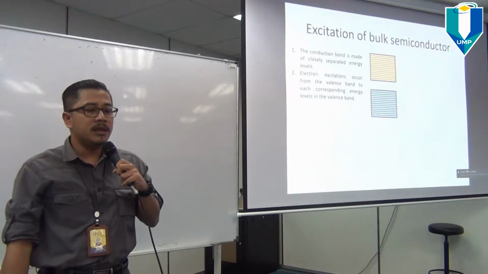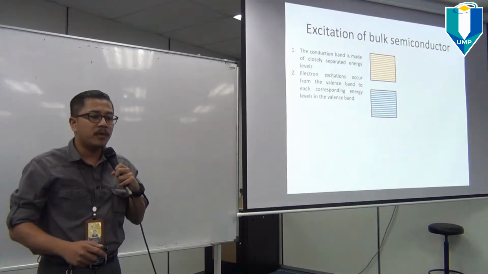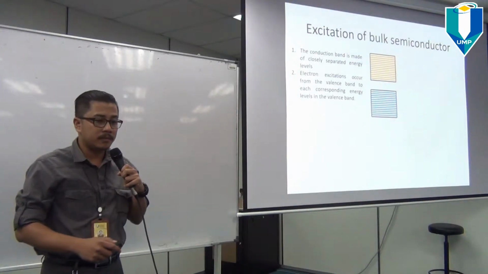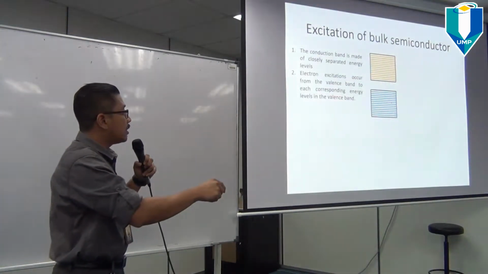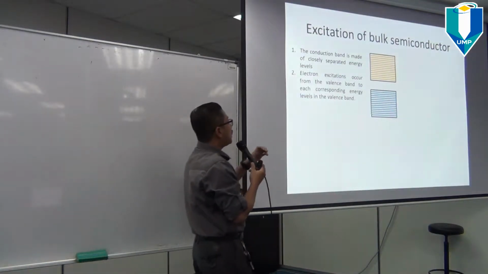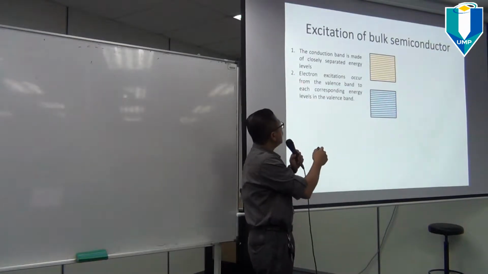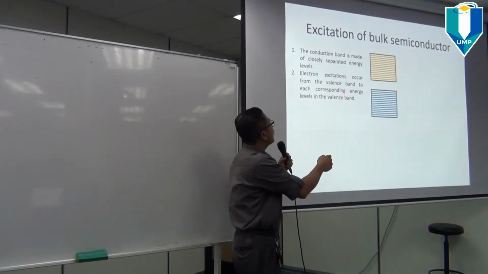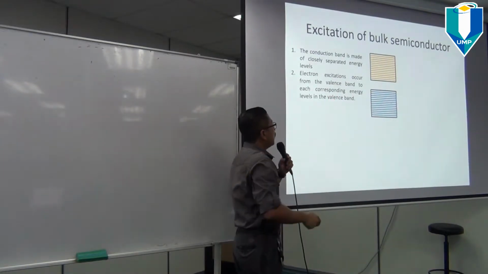The electron excitations occur from the valence band to each corresponding energy level in the conduction band. Sorry, the slide has a typo here, this is not valence band, this is conduction band. Electron excitations occur from the valence band, which is the blue color, to each corresponding energy level in the conduction band.